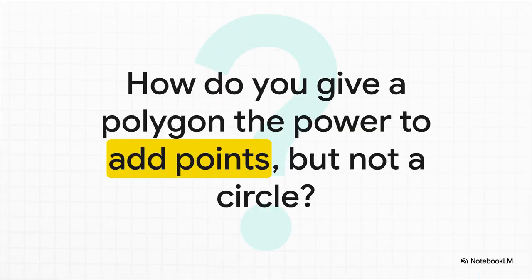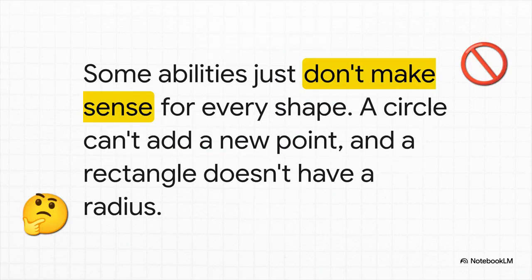Okay, so let's put this into practice. Imagine you're coding a cool drawing app, right? You want to give a polygon the power to add new corners every time you click. Sounds easy enough. But how do you stop a circle from getting that same power? I mean, a circle with an extra corner is, yeah, it's just not a circle anymore, is it? And that's the whole issue, isn't it?